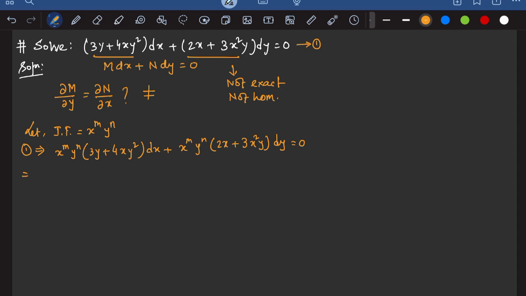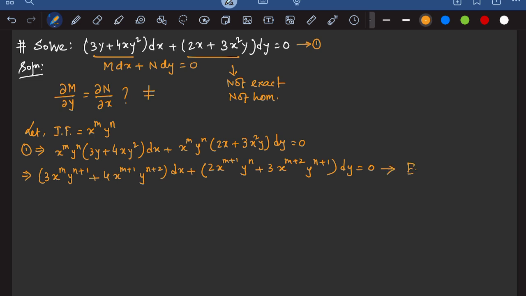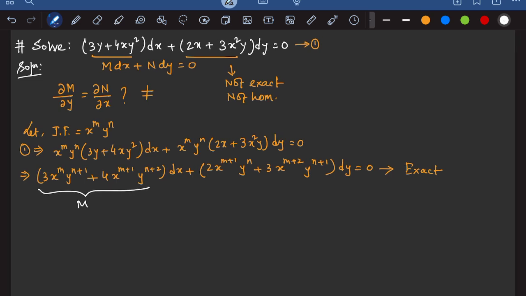If you do further calculation, you will get (3x^m y^(n+1) + 4x^(m+1) y^(n+2)) dx + (2x^(m+1) y^n + 3x^(m+2) y^(n+1)) dy = 0. Now see, as you have multiplied the integrating factor, this equation must be exact. For this equation, this term is your new M, and this term is your new N.